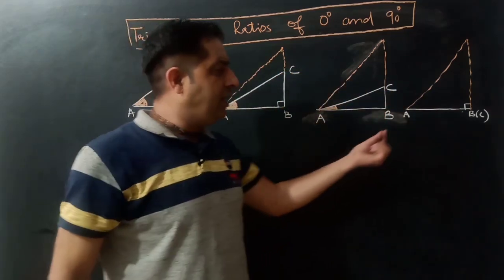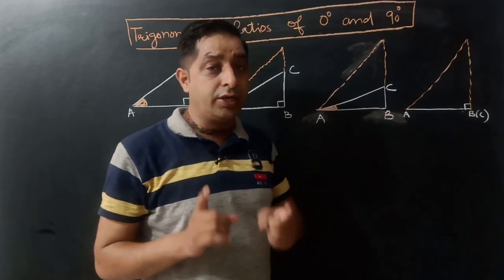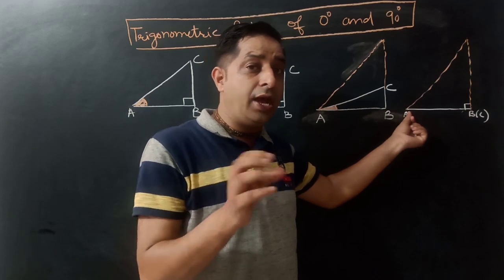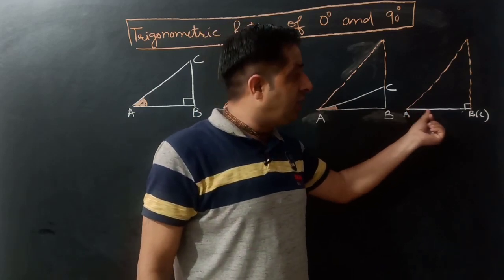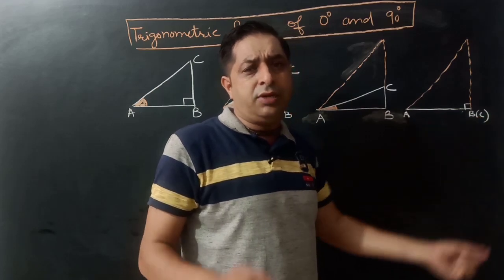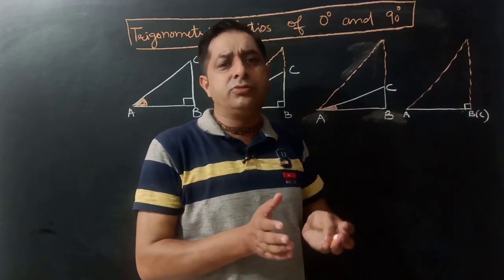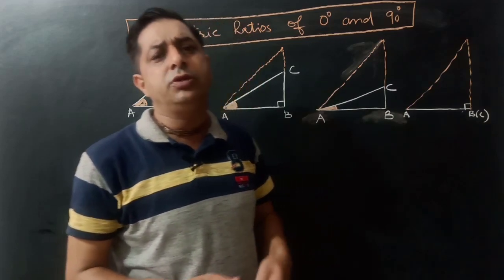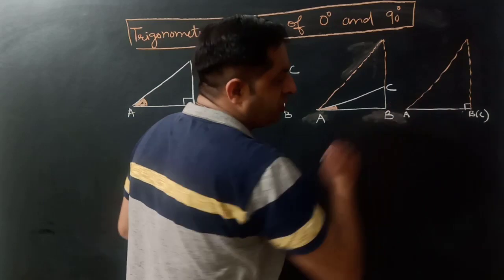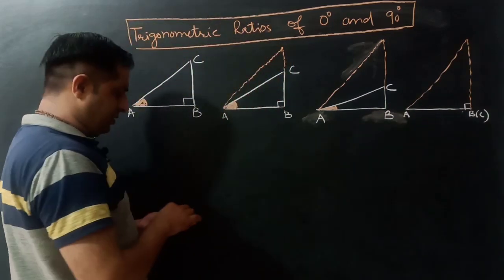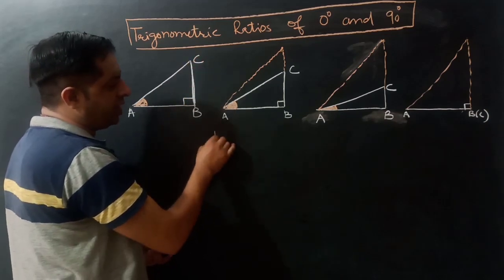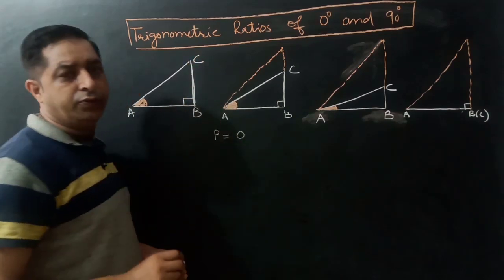Now when angle A is very close to 0 degree, remember that angle A is not 0 degree, it is very close to 0 degree, then point C coincides with B, meaning the length of BC becomes very close to 0, which we consider as 0. Now this BC becomes 0, meaning our perpendicular in this case becomes 0.